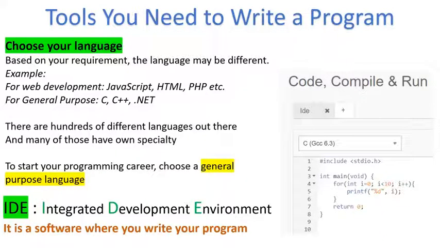Normally, when you are writing a program, the requirements may be different. You might be developing a website, you might be writing some program for your library, for your school. In that case, different languages might be better for different purposes. But now, as we are going to learn a programming language, our best option is to choose a general purpose language. So the general purpose language, if we say C, C++, as I said in my previous videos, those are the best languages to start your career.